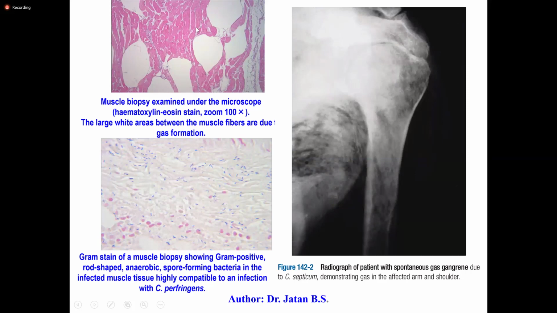So this is the histopathological demonstration of accumulation of gas. This is the radiological feature of gas, and this is the gram stain of muscle biopsy in which you can see gram-positive bacilli, which might be Clostridium perfringens. Did you understand?